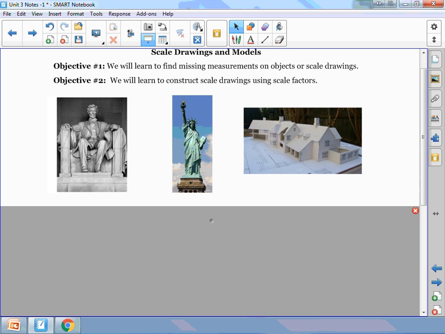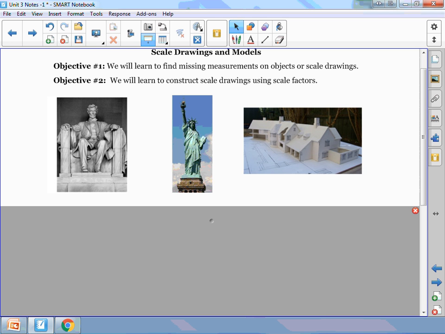I pulled out a very popular one, the Lincoln Memorial in Washington, D.C. Have any of you ever been there? You're all well aware that Abraham Lincoln was not that big. He was a very large man, maybe 6'5", 6'6", but not that big. So clearly this is an enlargement, a scaled-up version of him. The Statue of Liberty is not actually a real person.